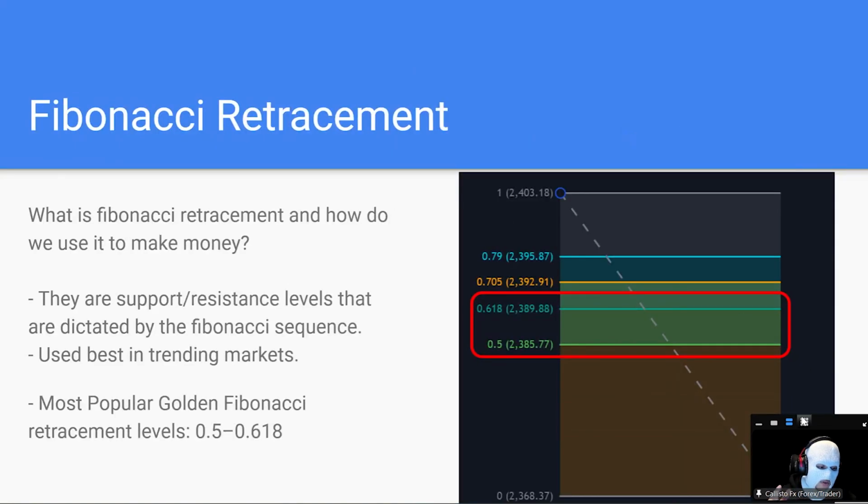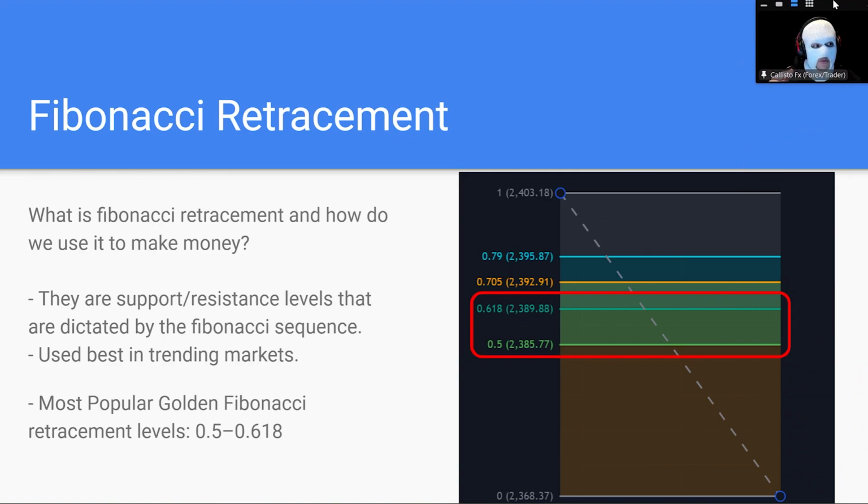First off, what is a Fibonacci retracement? A Fibonacci retracement tool is a tool that you can pull up on TradingView, which I'll show you in a short while, where levels are plotted for you already. Whether you draw it from a swing low to a swing high, or as long as you draw it from point A to point B, you will be able to see levels like this: 1, 0.79, 0.75, 0.618, 0.5.